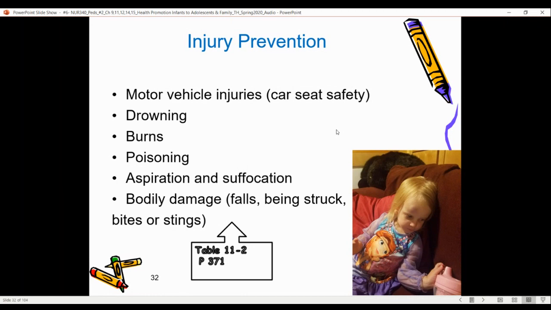The toddlers are just not great on their feet. Remember, they're top heavy, they've got those big heads and big bellies, so they fall over. They're just a little more uncoordinated. They climb up onto things and fall off.